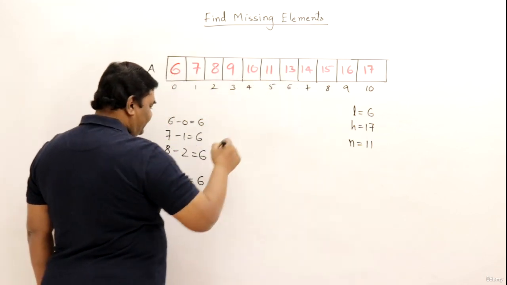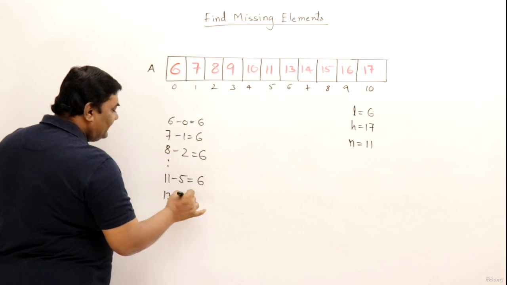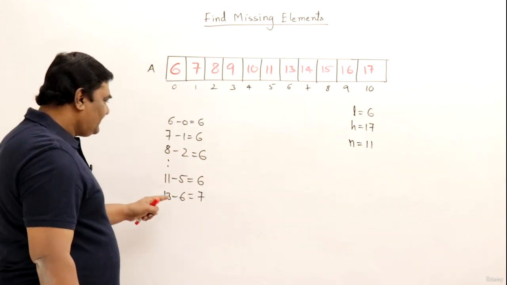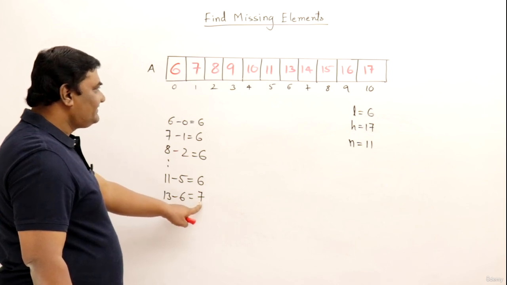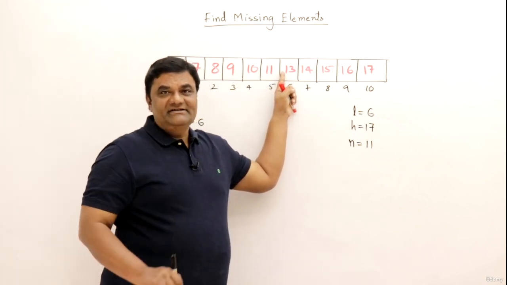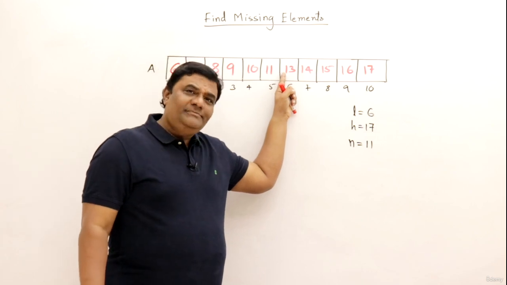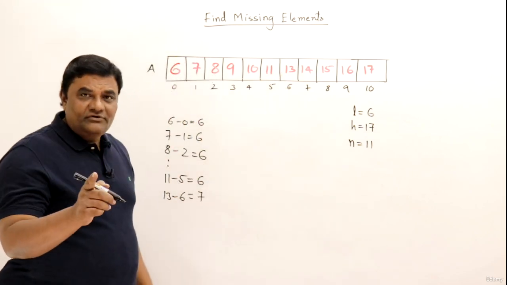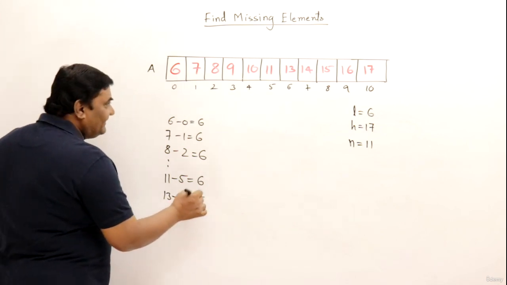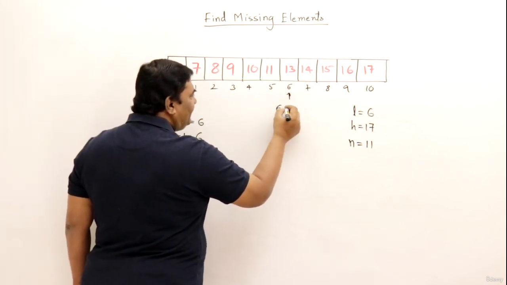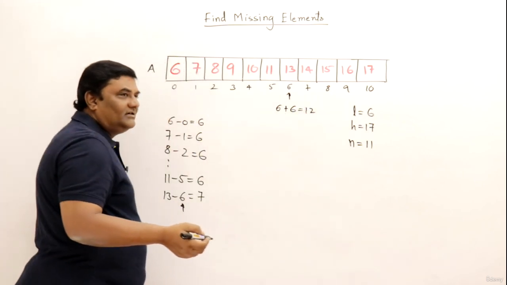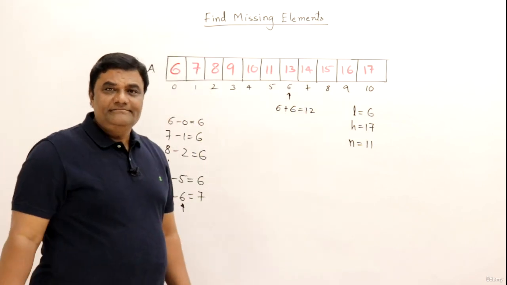Then 13 minus 6. 13 minus 6 is not 6, it is 7. Oh, so here actually I should have got the difference as 6, but I am getting a difference of 7, which means an element is missing. What should be the element? We know the difference was 6, right? So which index are we at now? We are at index 6. So you add 6 plus 6, that is the difference, and you get the number 12. So number 12 is missing.